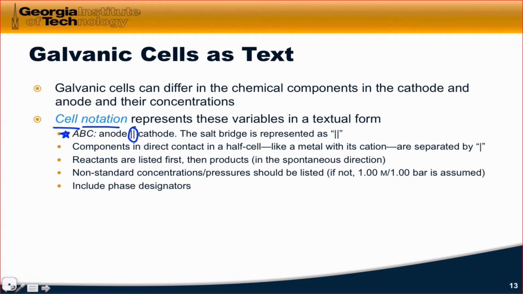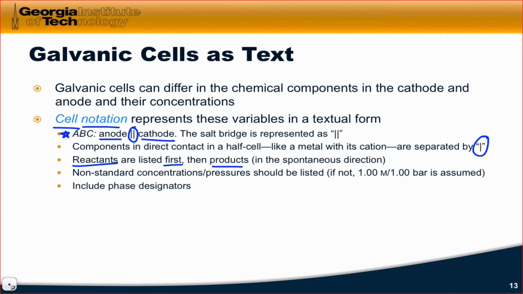To write the anode and cathode half cells, we list the reactants and products for the oxidation and reduction reactions respectively. We separate those components with a single vertical line. We list reactants first and then products according to the spontaneous redox reaction in the spontaneous direction of reaction. So we'll need the spontaneous redox reaction in order to write cell notation for a galvanic cell.